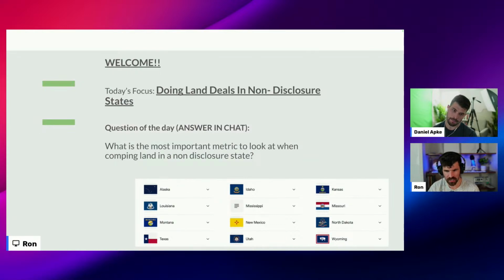We're doing a lot of deals in a lot of these states, not Alaska. What'd you say, Dan? New Mexico? Yeah, New Mexico. I actually forgot that was a non-disclosure state. I did not know that. Is this an accurate list here, guys?